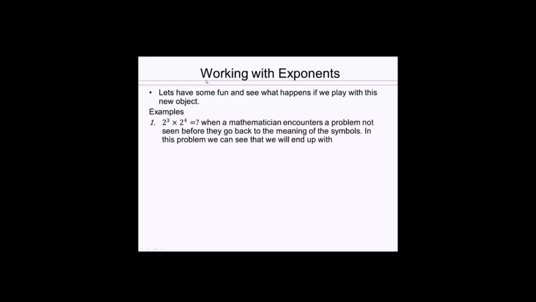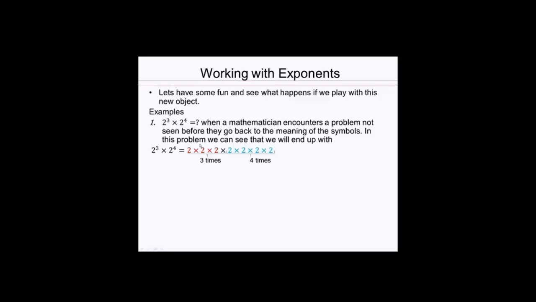Now that you know what a base is and an exponent is, let's see how we can make use of that definition. If you want to use this definition, 2 to the third times 2 to the 4 is going to be what? If you are a mathematician, you resort back to the definition. And so we have 2 to the third is 3 copies of 2. 2 to the 4 is 4 copies of 2 together.